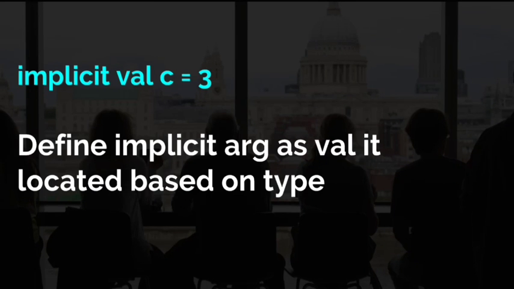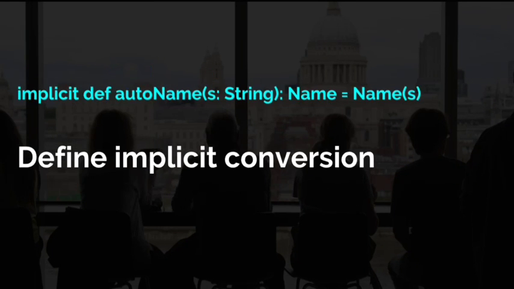Okay, let's move on to the second usage of implicit, which is implicit conversion. So here we simply defined a method and we use the keyword implicit again. We put the word implicit before the def. So we tell the compiler, please look, this method is an implicit conversion, which means you can find this method implicitly whenever I supply you with a string, return me an object of type name.